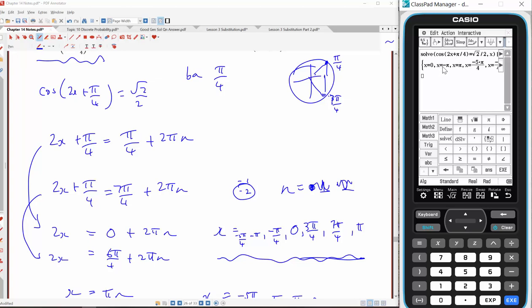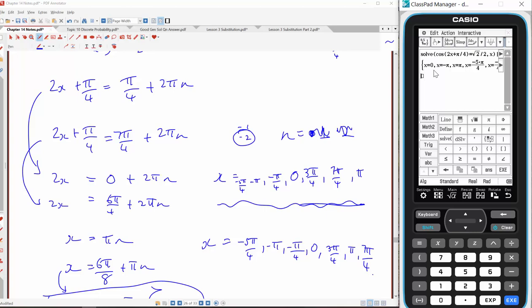All right, again with general solutions, with solutions that are negative and positive, the calculator does get some out of order. So let's just check whether we got them all. 0, negative pi, pi, okay, got those ones. But negative 5 pi on 4, which is correct, negative pi on 4, 3 pi on 4, and 7 pi on 4, got them all.